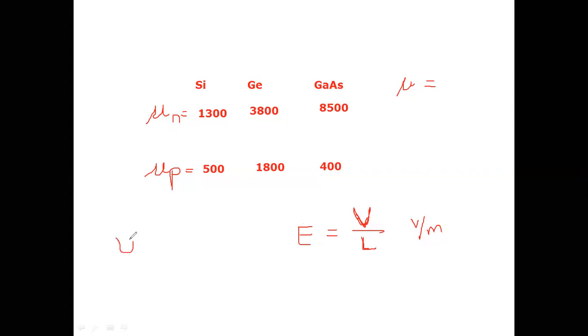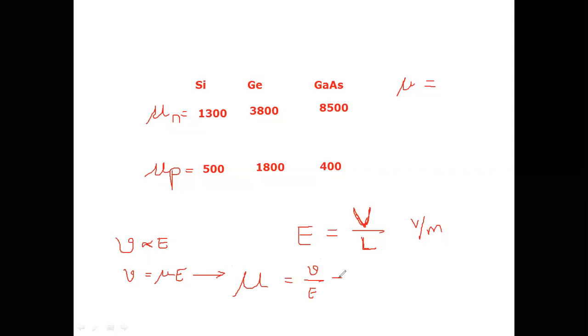So the drift velocity, I call it v, is proportional to the electric field developed. If I take the proportionality constant, then drift velocity of charge carriers is equal to mobility into electric field applied. Therefore, from this equation, mobility equals velocity by electric field.